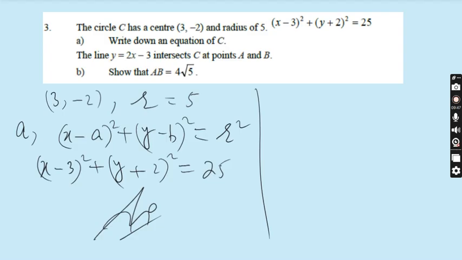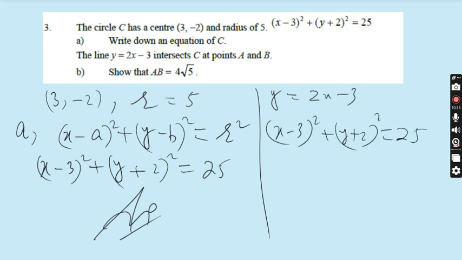The next: y = 2x - 3 intersects C. That means it intersects the circle at points A and B. Show that the distance AB is 4 root 5. Very easy. What is the equation of the circle we obtained? (x - 3)² + (y + 2)² = 25.